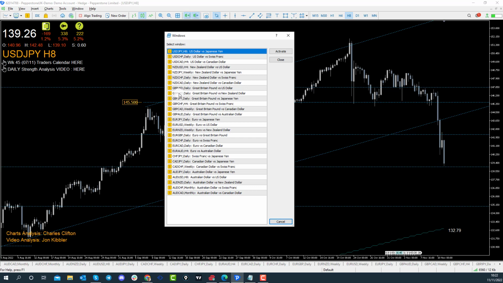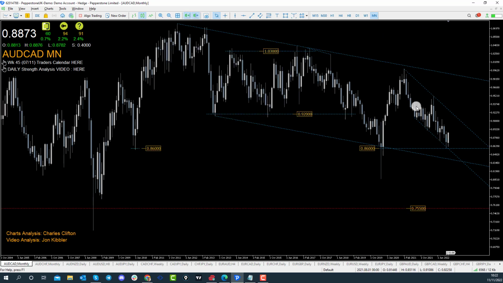If I head over to Aussie CAD, it's quite an interesting market at the moment in terms of where price is resting. So let's go to Aussie CAD. You can see here Aussie CAD coming into the 0.86 handle, and we've seen a rejection.